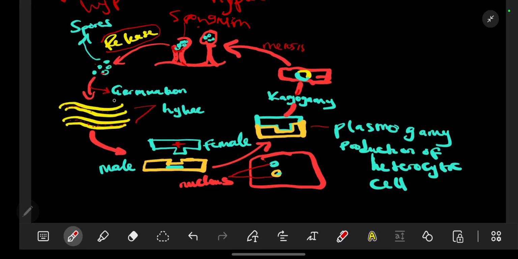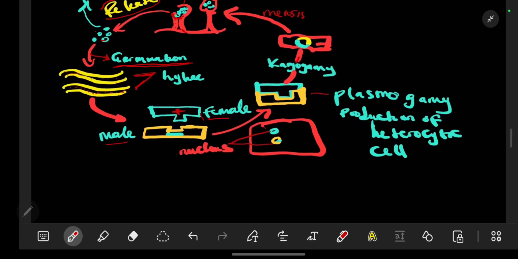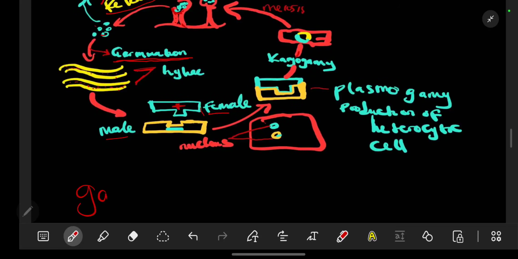When the spores are released, they begin to germinate, just like sexual reproduction. When they germinate, they will germinate into hyphae. So we have the hyphae like that. Then this hyphae will be able to specialize and become gametangia, or rather the male and the female sex cells, which is the male and the female.